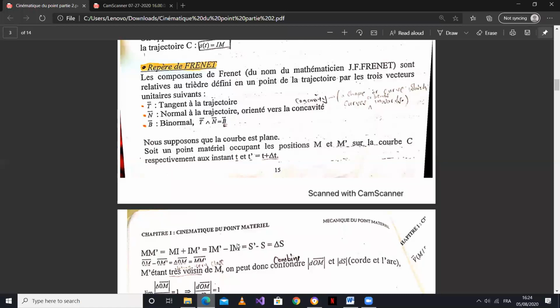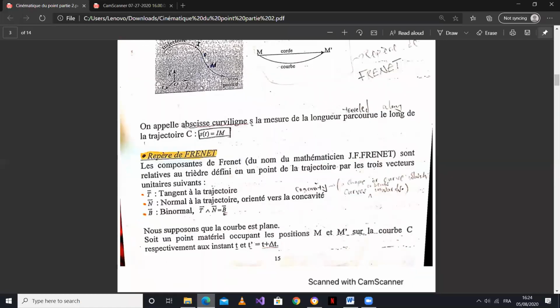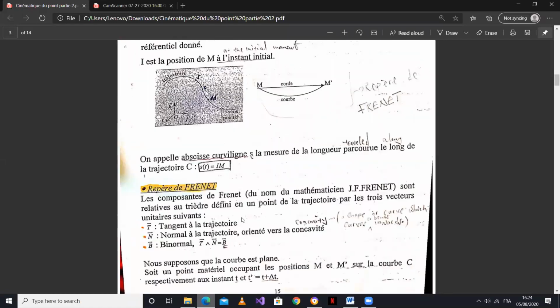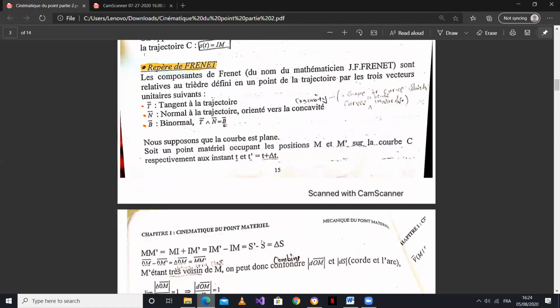And IM, we already know IM is equal to s. So here we'll have s prime minus s, which is simply the final distance minus the initial distance, which is equal to delta s. Whenever you see this delta in mathematics, it's mostly representing change in something. So it's like you are somewhere and you moved to a new point and you want to find the difference in that change. So you have delta s.